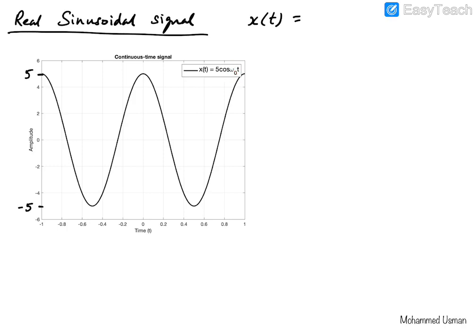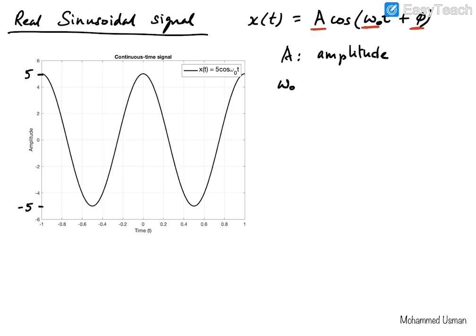And this omega naught corresponds to the frequency of the sinusoidal signal. In general we write it as A cosine(omega naught t plus phi). So the sinusoidal waveform is described using three parameters. A is the amplitude, the second parameter is omega naught, and the third parameter is phi.